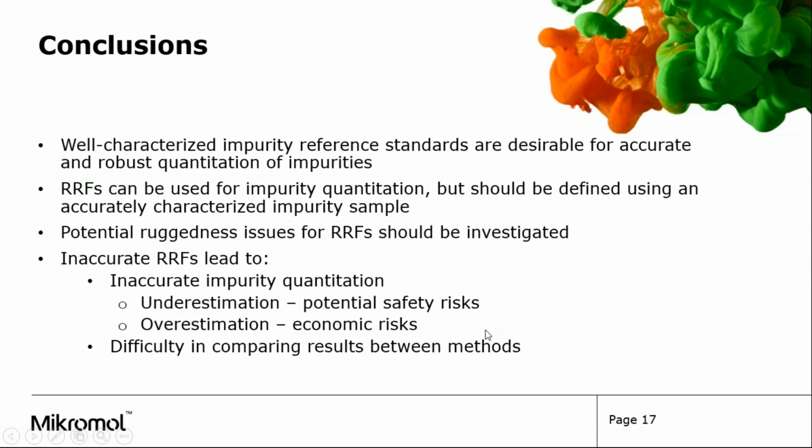So to summarize in conclusion, I think most would agree that the best case for impurity quantitation for accuracy and robustness would be to use a reference standard of the impurity itself that has been well characterized, but that in some cases RRFs can also be used with success, but they should also be defined accurately using a characterized sample or standard of the impurity. Potential ruggedness issues should be considered and investigated to avoid problems with continued use, especially transferring to other facilities and so forth.